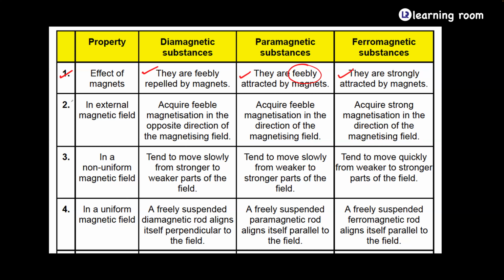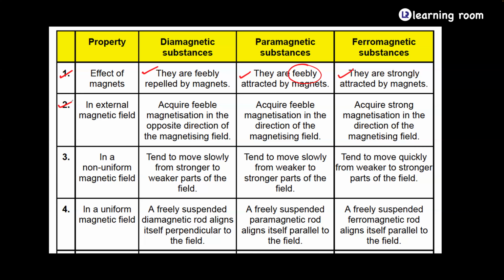Second, effect of magnets means you think of a permanent magnet. When I say external magnetic field, it means I can generate it using a temporary magnet or a permanent magnet. So when you place the same diamagnetic substance in the presence of an external magnetic field, what will happen to it? It will acquire feeble magnetization, but in which direction? In the direction opposite to the magnetizing field, because it will try to nullify the field. It doesn't want to take magnetism. It wants to repel it.